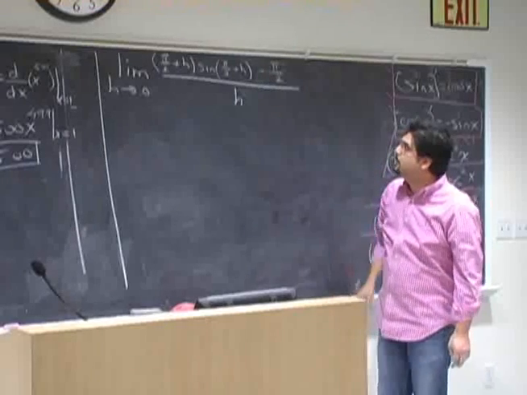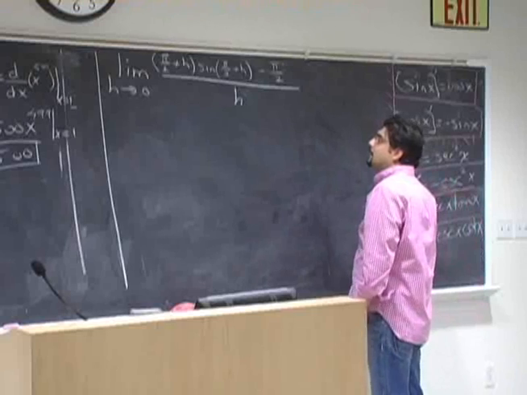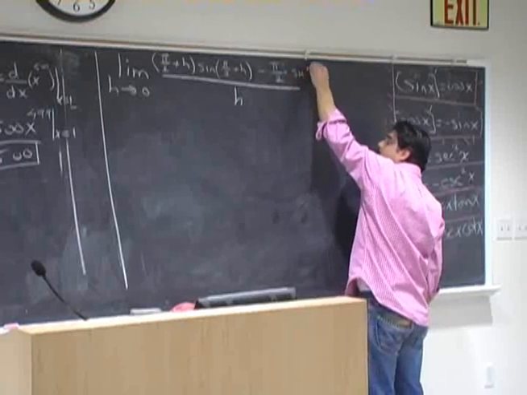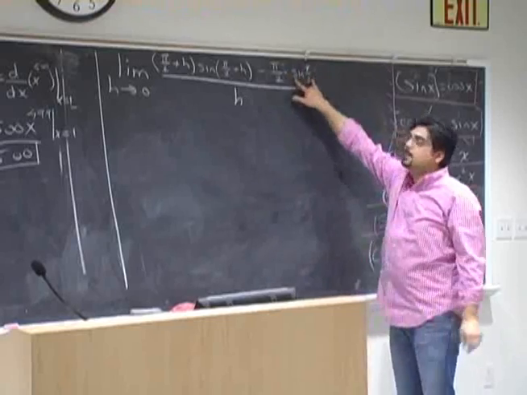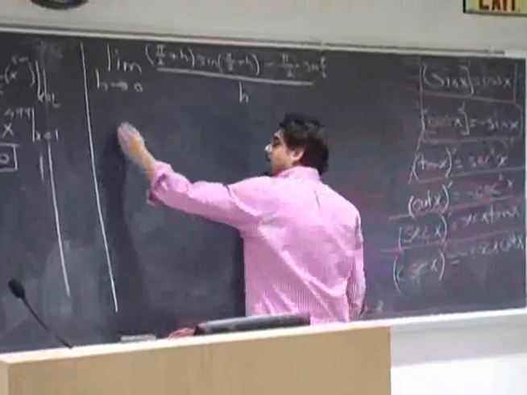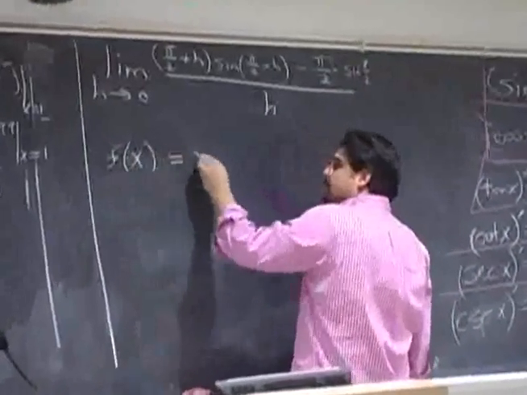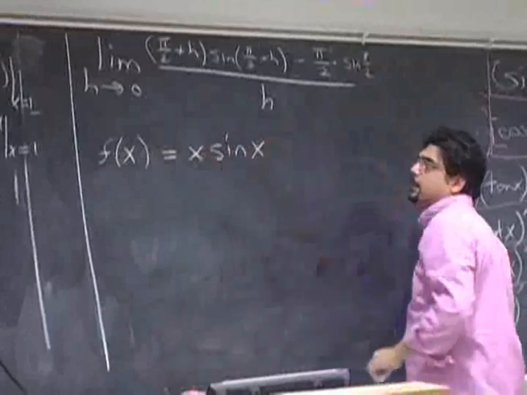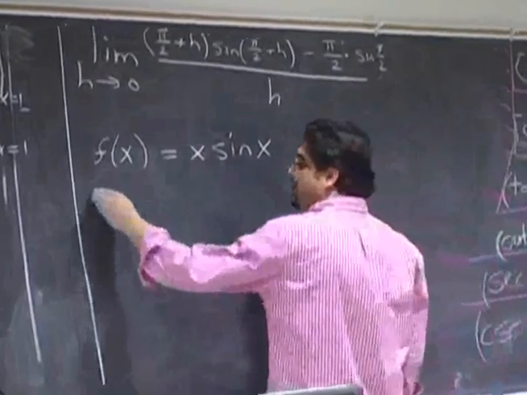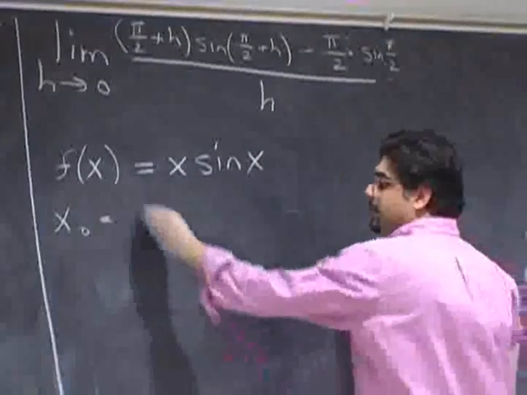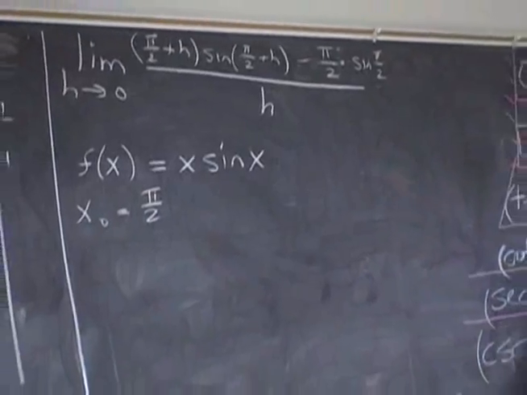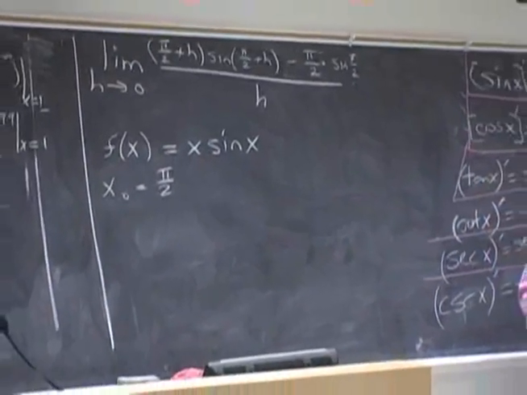But here's what we could do. If you write this pi over 2 as pi over 2 times sine of pi over 2, which is perfectly fine because that value is 1, right? We're not changing anything. Then you might recognize that this is the function that we're working with. And we're looking for the derivative here at the point pi over 2. Right? That's what this limit represents.